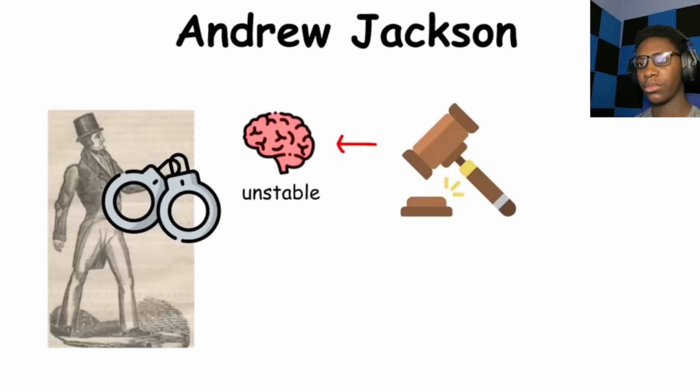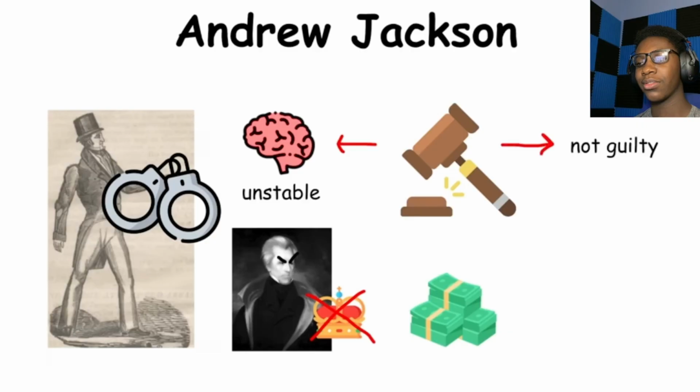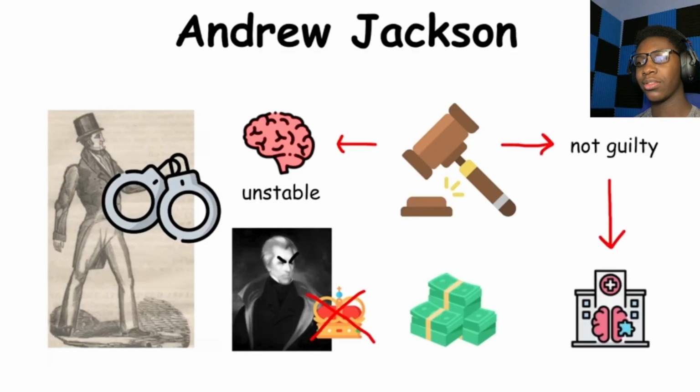During his trial, it became clear that he was mentally unstable. He believed that Jackson was preventing him from becoming the rightful heir to the British throne, and that the U.S. government owed him a large sum of money. Lawrence was found not guilty by reason of insanity and spent the rest of his life in various institutions.